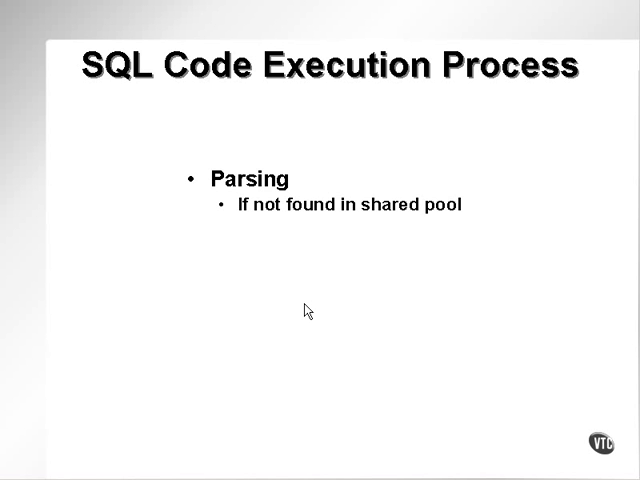As an introduction to the optimizer and how it functions and what it does, the first thing we need to look at is what I like to call the SQL code execution process. What are the steps that occur in an Oracle database when a chunk of SQL code, such as a query, a select statement, is passed to the database?